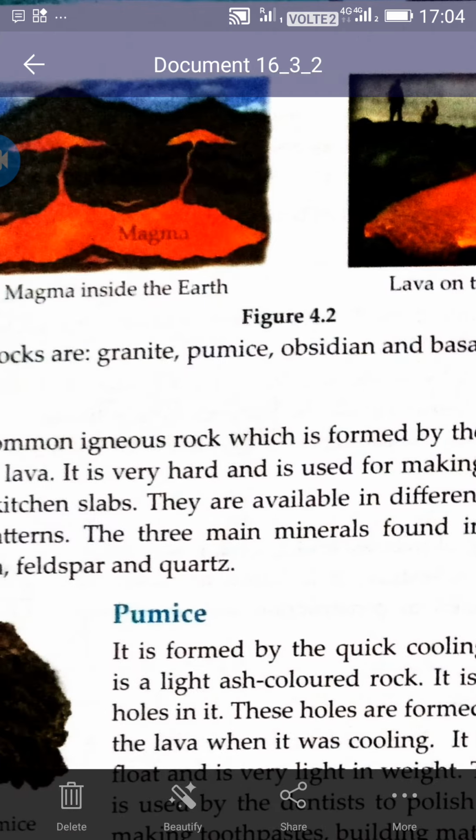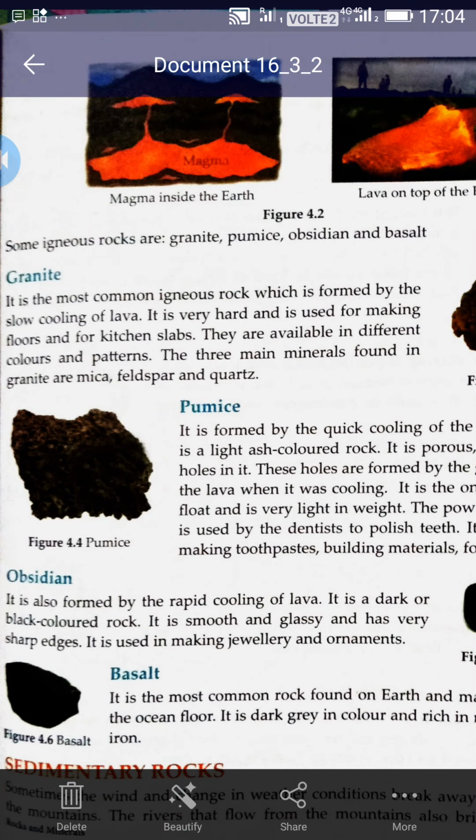Clear, everyone? Now, some igneous rocks are granite, pumice, obsidian and basalt. Let's study granite first. It is the most common igneous rock, which is formed by the slow cooling of lava. I think you must all have heard about granite. It is used in our homes also.